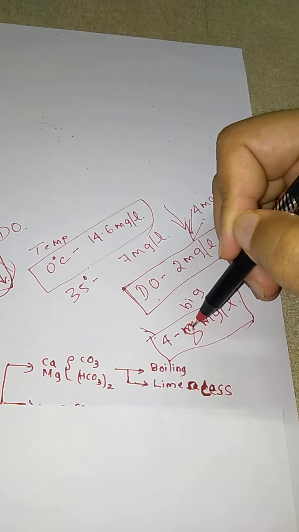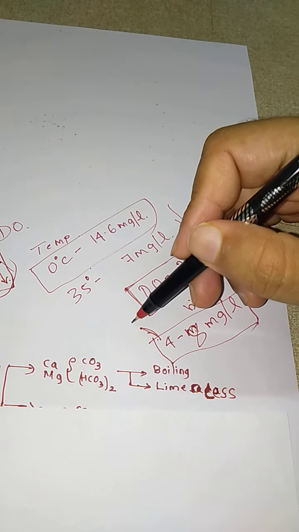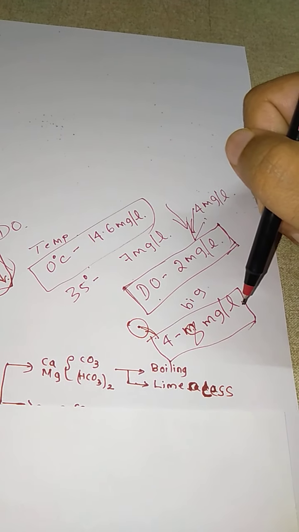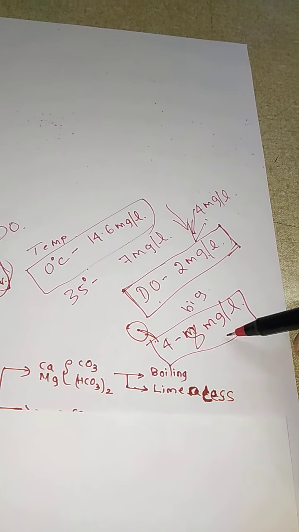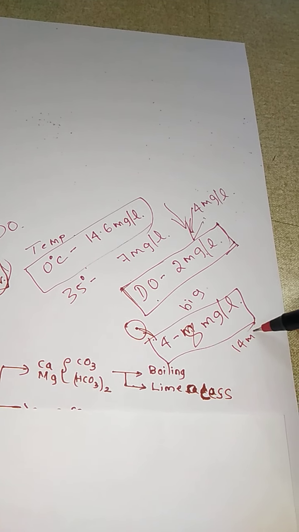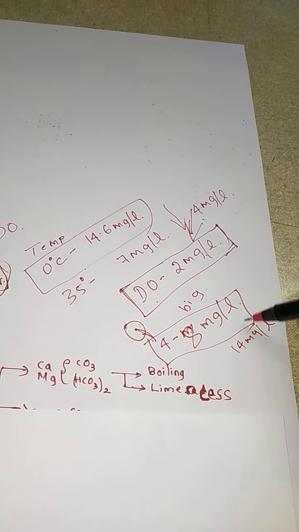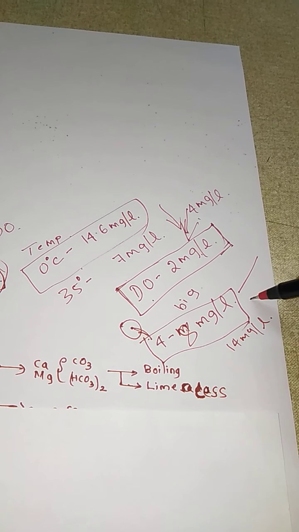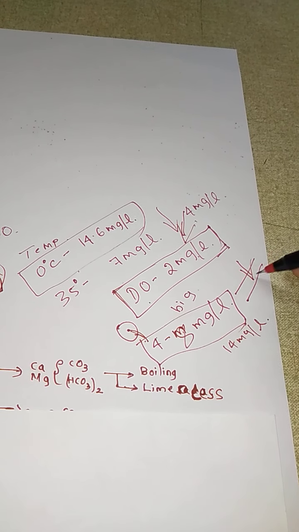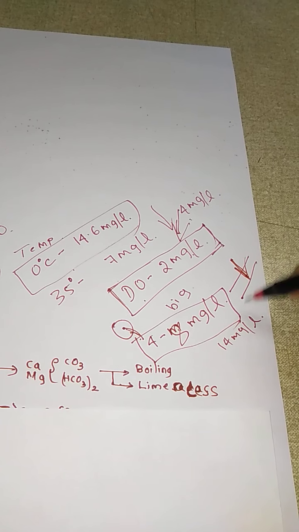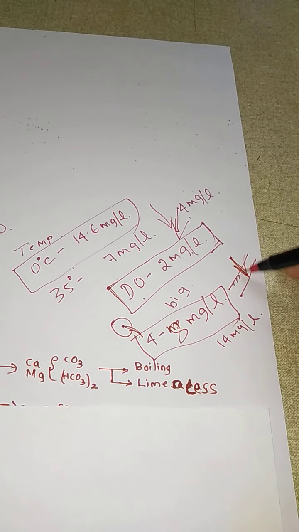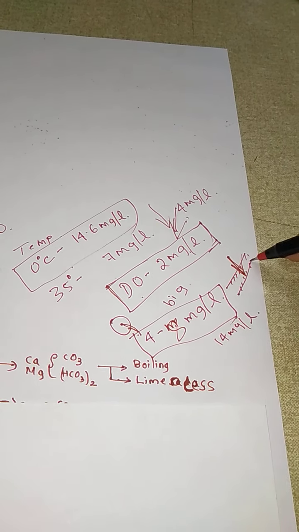And even more DO also is going to create a problem. If there is more DO, suppose 14 mg per liter, then the pipelines carrying the water are going to get corroded due to the high amount of DO.